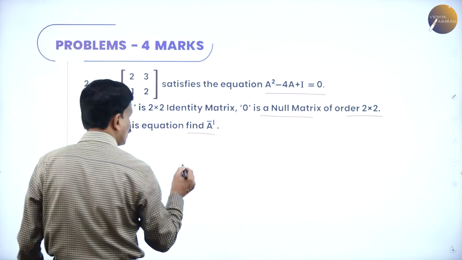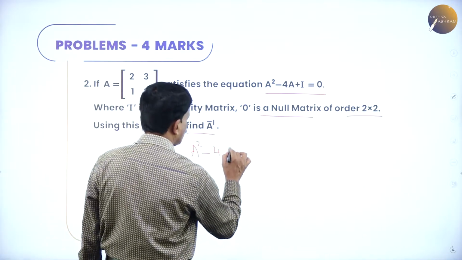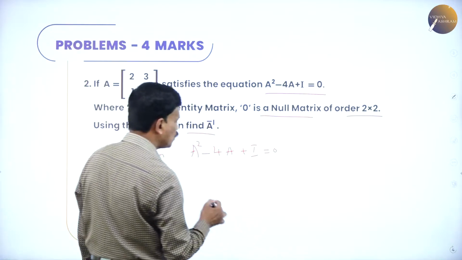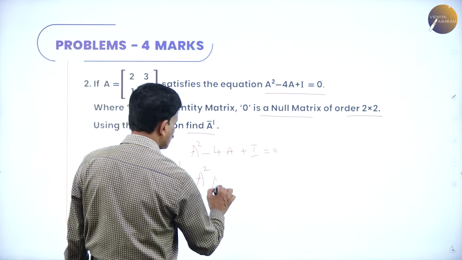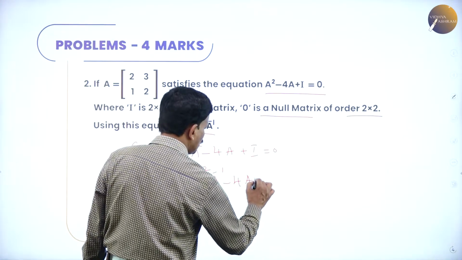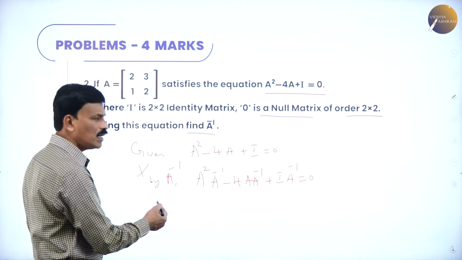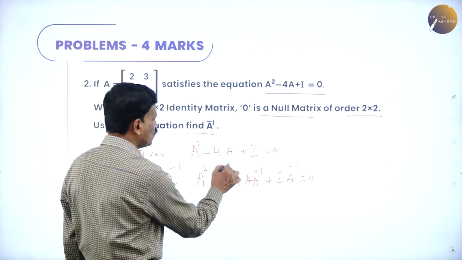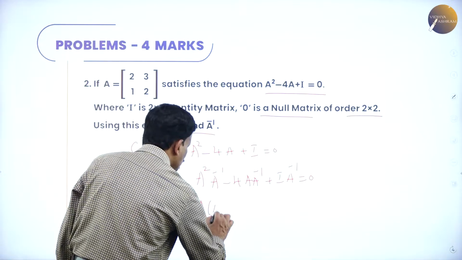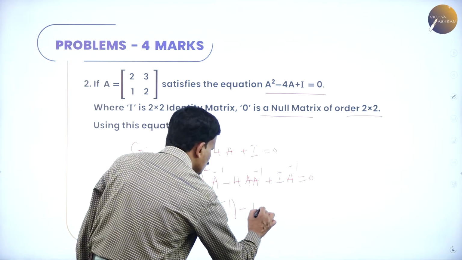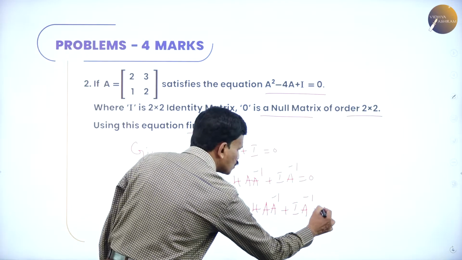That's all. Now, what is given? Given that A square minus 4A plus I is equal to 0. Now, multiply by A inverse. If you multiply by A inverse, A square into A inverse minus 4 into A inverse plus I into A inverse is equal to 0. Now, split this. A square can be written as A into A into A inverse. This is as it is, minus 4 A inverse plus I into A inverse is equal to 0.